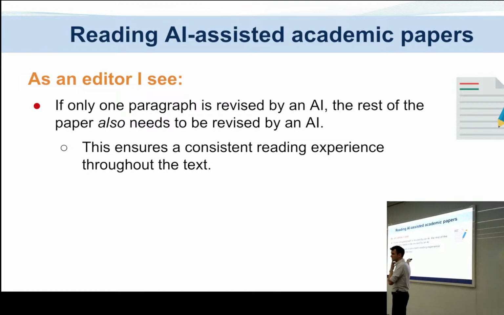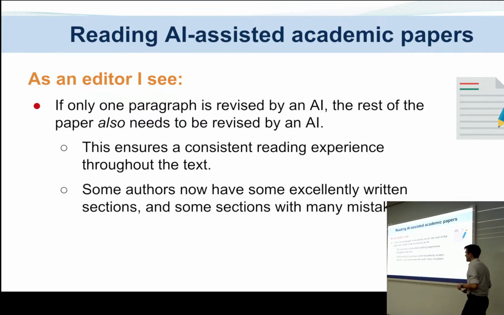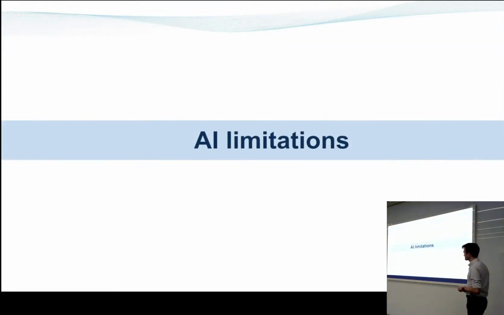ChatGPT won't switch between British English and American English. But if your style consistently changes, it's very hard to read, and it's very hard to understand. Some new authors have some excellently written sections and some sections with many mistakes. So the vibe kind of changes, which is quite strange.